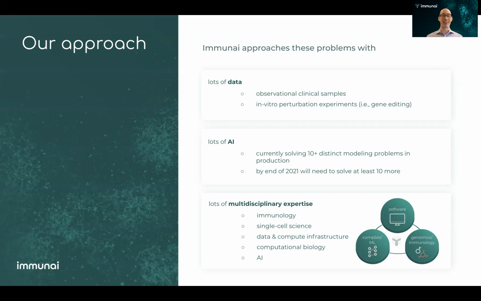In order to understand all this data, we use lots of AI. Right now, Immunai is only about 2 years old. We're solving about 10 distinct modeling problems in production. By the end of this year, I think we'll probably be solving another 10 more, and it's only going to increase. In order to make sense of this data and to use all this AI, we need lots of multidisciplinary expertise. This is everything from immunology, single cell science, thinking about how to actually process and analyze all this data through our infrastructure, using computational biology, and of course, artificial intelligence.